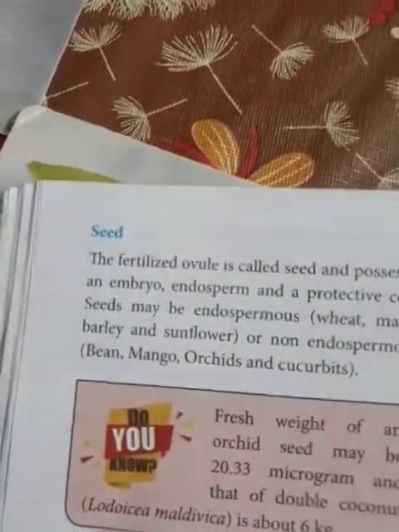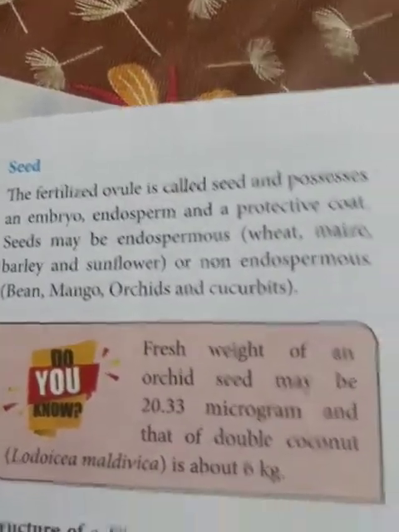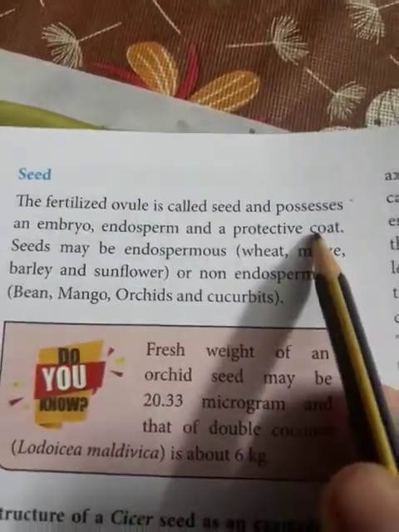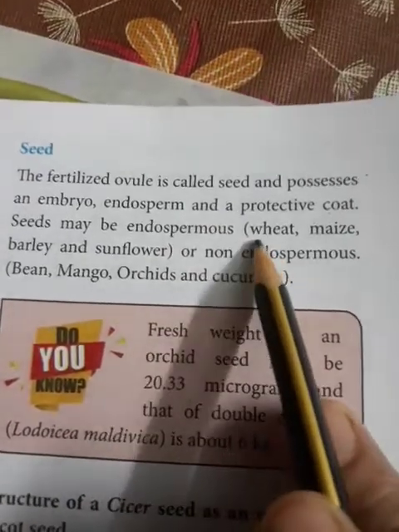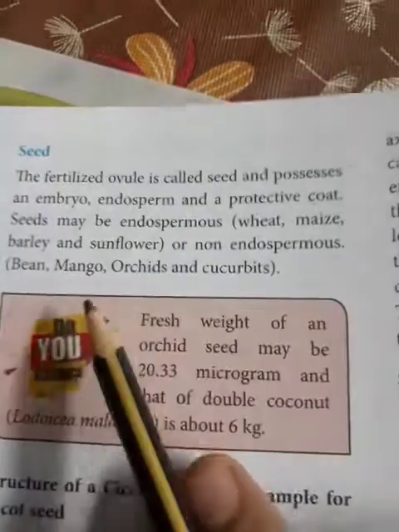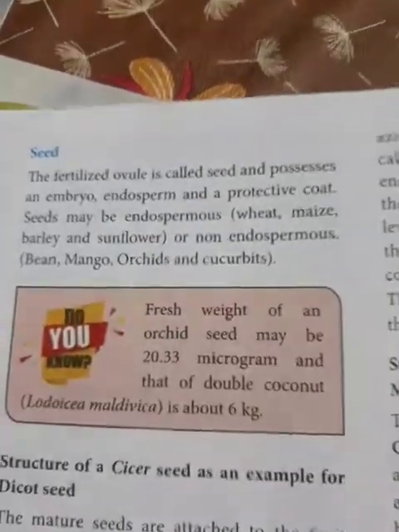What do we mean by seed? One sentence answer: the fertilized ovule is called the seed and possesses an embryo, endosperm and protective coat covering. Seeds may be endospermous. Already we have told: wheat, maize, rice, barley, sunflower. Non-endospermous: pea, bean, mango, orchids and cucurbits.